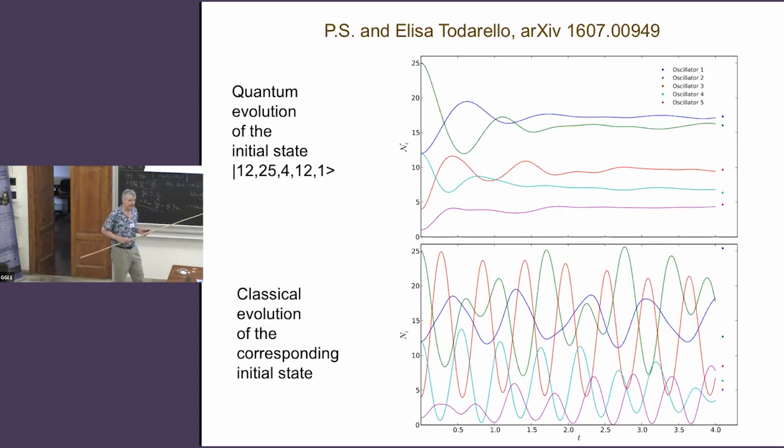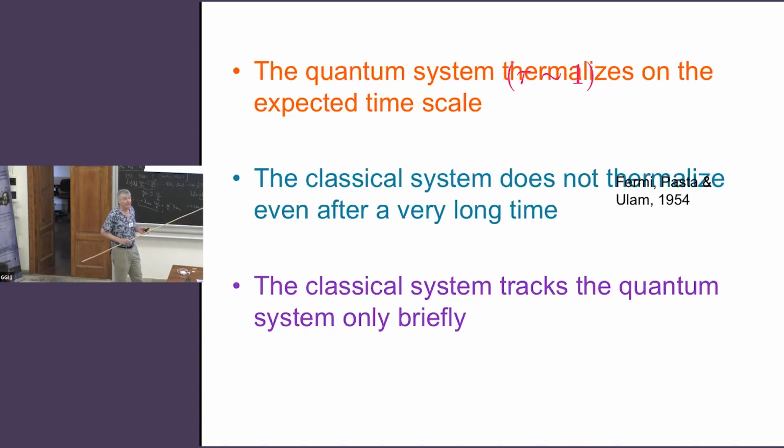And actually, I think Elisa and I agreed that the reason it doesn't thermalize in the classical system is that it is not sufficiently rich. It has too few degrees of freedom. It only has 5 degrees of freedom, between which the energy flows in some random way. This is not true of the quantum system, which has 300,000 degrees of freedom. And the classical system tracks the quantum system only briefly.